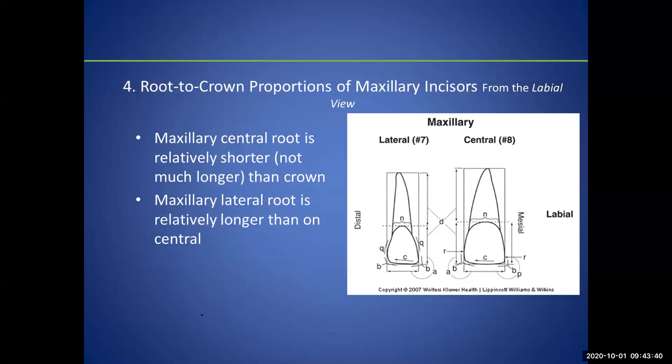The maxillary root is relatively shorter compared to the crown on the central. The maxillary lateral root is relatively longer. The maxillary central is a longer tooth. It's bigger, okay, all over. So it's going to be longer. The total length of it's going to be longer, but the crown to root ratio is different.